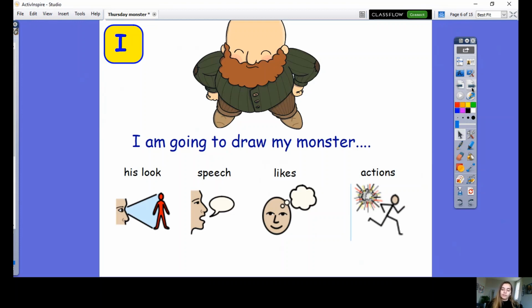So here I have a giant and we're going to be looking at the way he looks, what he says, what he likes and his actions. So I'm going to draw my monster. I'm going to draw my giant in Jack and the Beanstalk. I'm going to draw a quick picture and then around it I'm going to write in detail what he says, what he likes to do, maybe about his personality and his actions. So now I'm going to show you my quick drawing of my giant and the detail all about him.